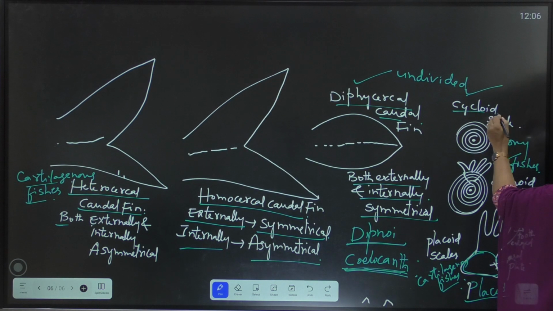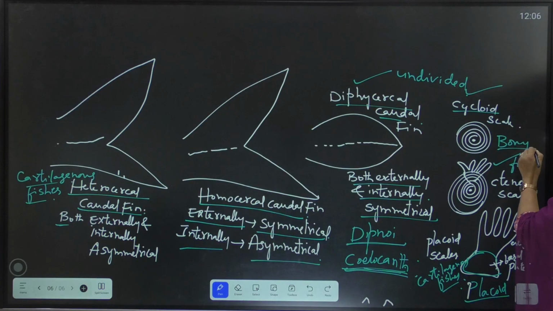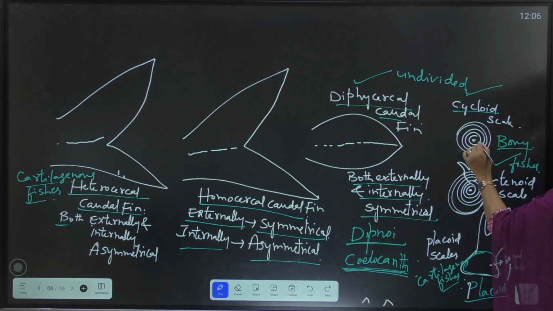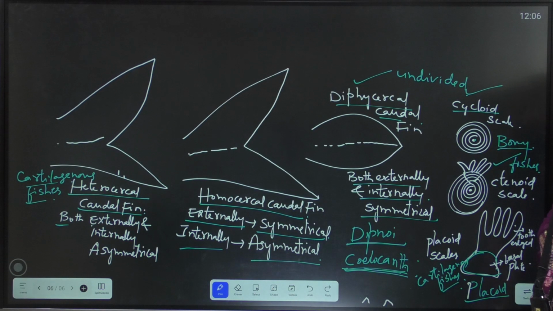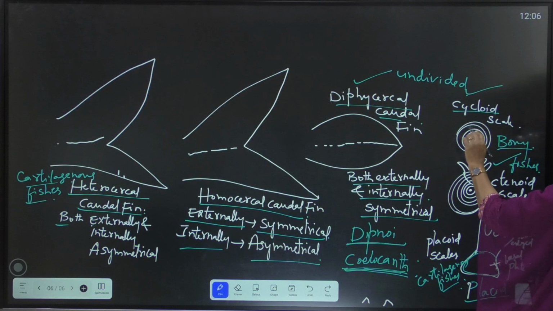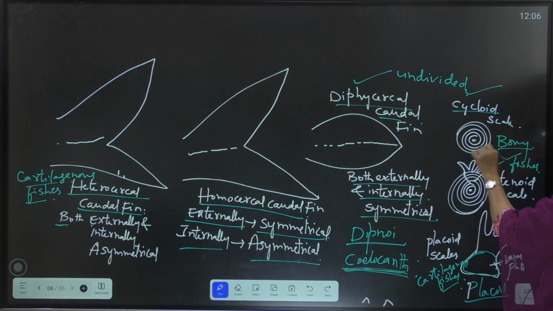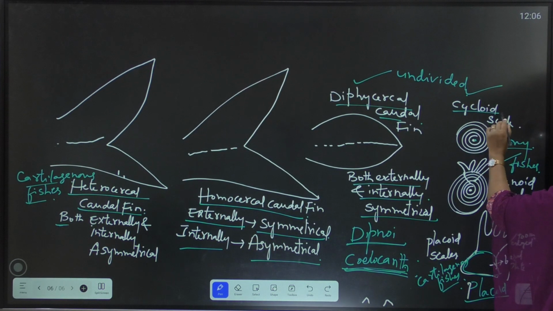Next, this is the cycloid scale, which is present in bony fishes. The scale consists of a center point. Around this center point, many concentric rings are present. This is a cycloid scale.